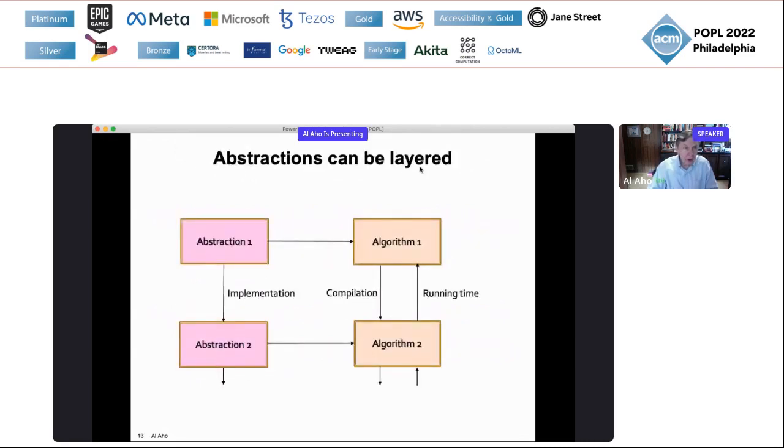An important property of abstractions is that they can be layered, and they can be implemented by algorithms or in terms of other abstractions. For example, the dictionary abstraction can be implemented using a linked list abstraction. As we shall see, this layering process allows us to impute a running time for an abstraction.